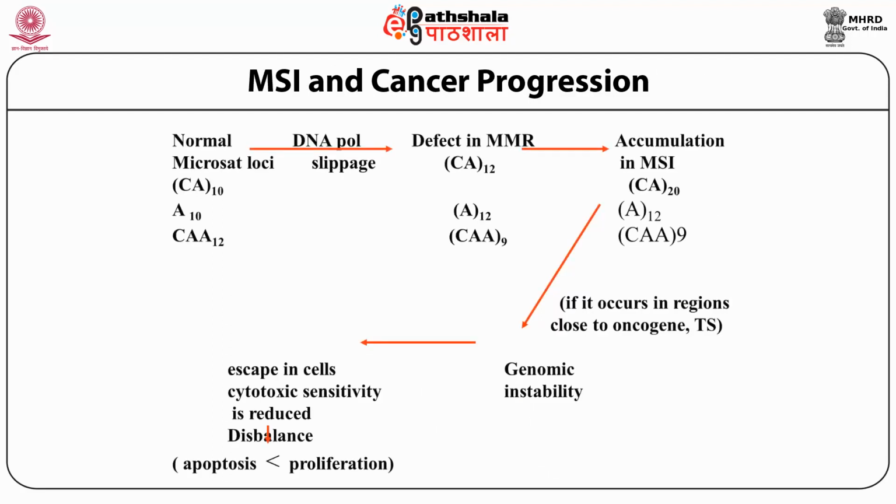This slide describes how MSI can lead to cancer progression. For instance, a normal microsatellite loci can expand or contract due to either a DNA polymerase slippage or defect in the mismatch repair genes, leading to their expansion or contraction. If this occurs near the site of an oncogene, such as RAS, or a tumor suppressor such as P53, then it can lead to genomic instability, which can make the cells escape from cytotoxicity to drugs. Hence, MSI can be used in cancer diagnostics and prognosis.